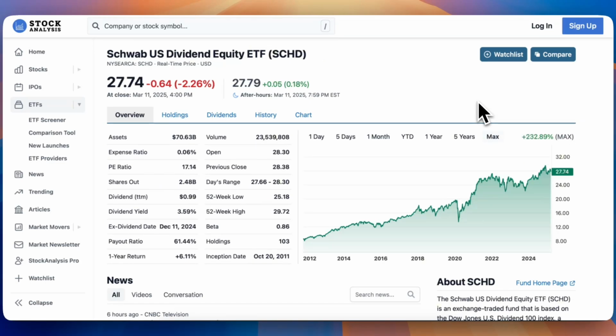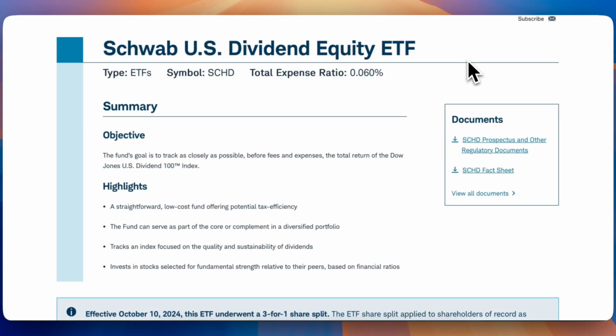Next, we're going to be going over SCHD and why you actually want to buy SCHD when the markets are at all-time highs. SCHD is a US dividend equity ETF by Charles Schwab. The ticker symbol is SCHD, and it focuses on high-quality dividend-paying stocks with strong financials. When markets are at all-time highs, valuations for growth stocks can become stretched, making dividend stocks a safer alternative.